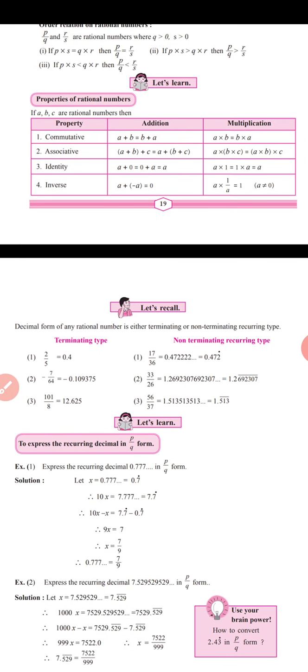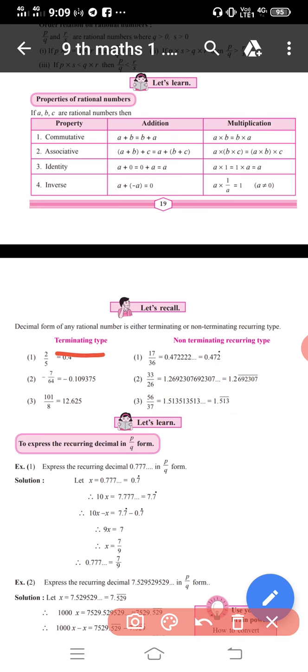Now in the previous standard we learned about terminating type and non-terminating, recurring type. Recurring numbers have two types. The first one is terminating and the second one is non-terminating. So what was the difference between terminating and non-terminating? In a terminating number, after a few steps we get a proper answer, meaning we get a remainder equal to 0.